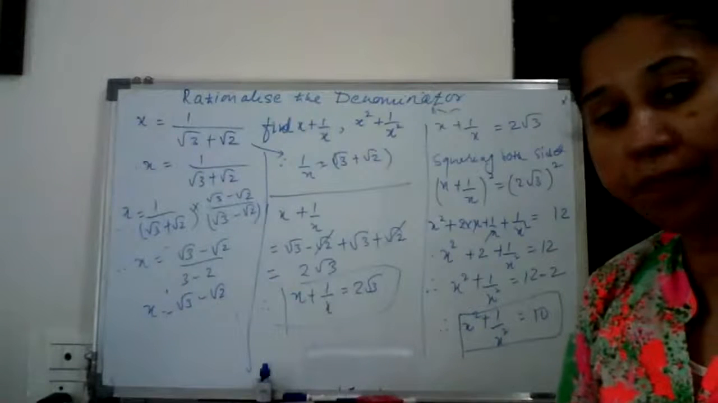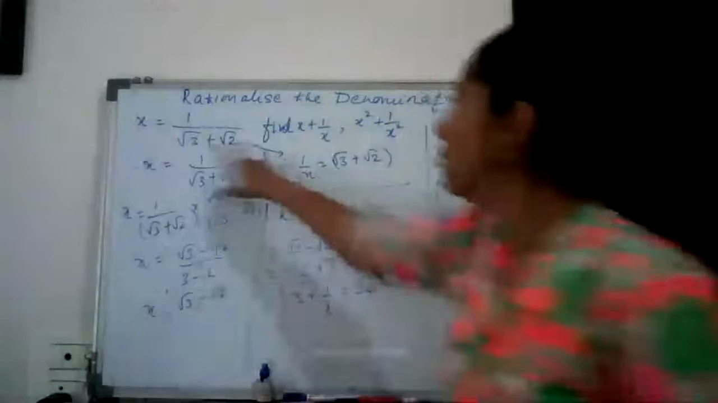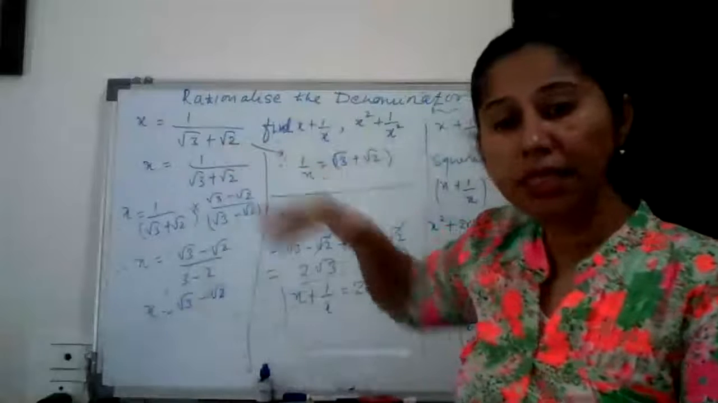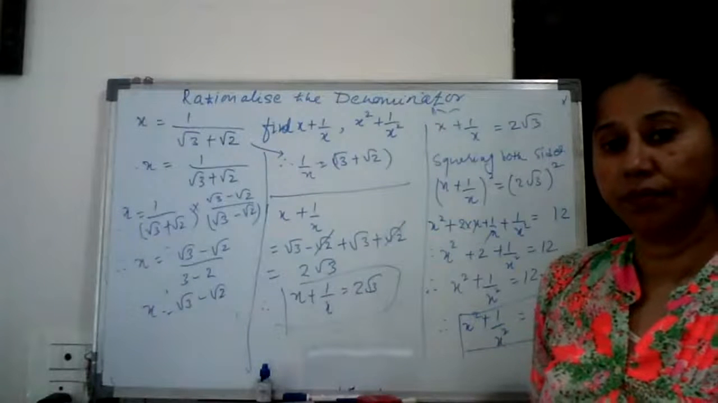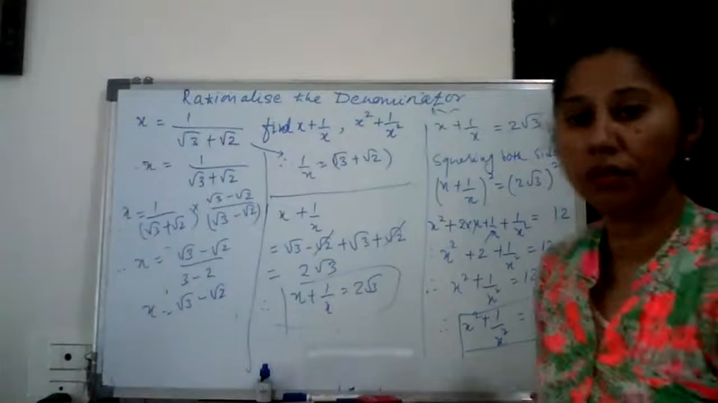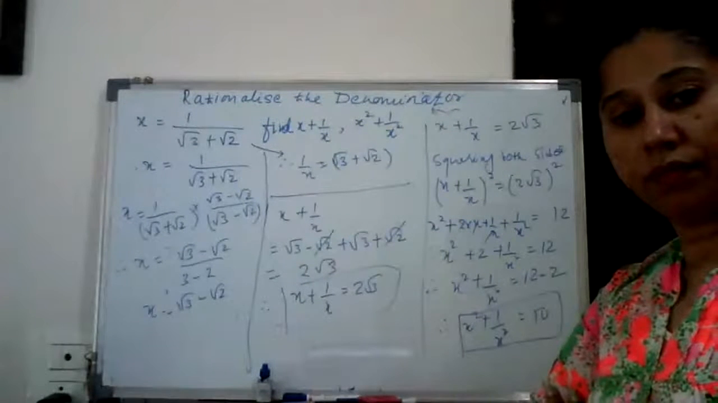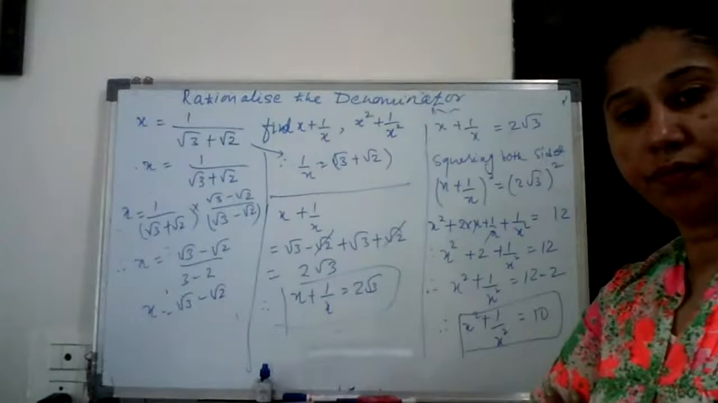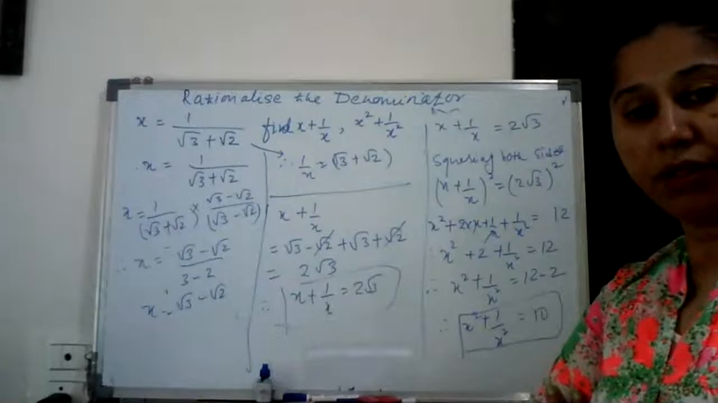Aditya, am I clear? Understood? जैसे 1/2 का रेसिप्रोकल क्या होगा? 2. तो उसी तरीके से 1/x, तो 1/(√3 plus √2), so (√3 plus √2) upon 1. Is it clear? I hope I'm clear. Aditya, did you understand? If it is clear, please comment that you understood this.